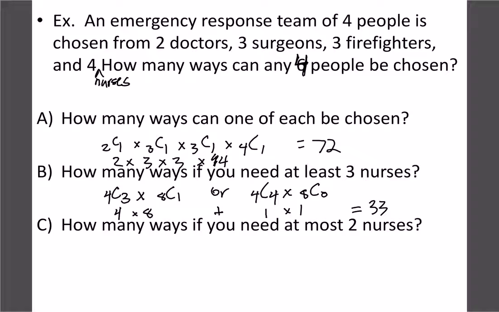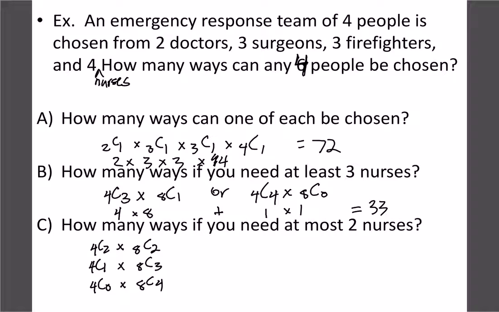Now it's saying how many ways to get at most 2 nurses. So in this case, if we have 2 nurses, that would be 4C2, and then we'd have 2 out of the 8 others. Or, since it's at most, we got to go down, we could have 1 nurse, so 4C1 and 3 others. Or we could have 0 nurses and 4 others. So if we add all these up, that should give us an answer. Just by looking at it, I'm guessing it's going to be 49.